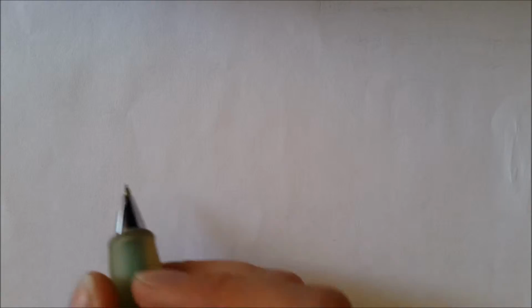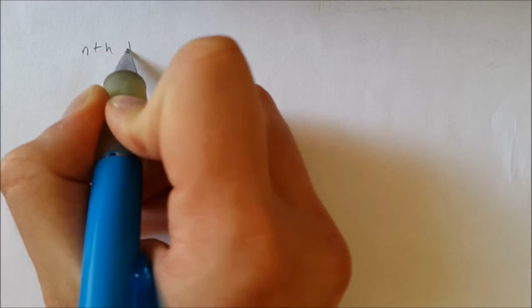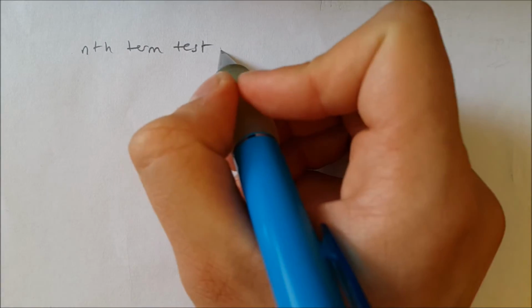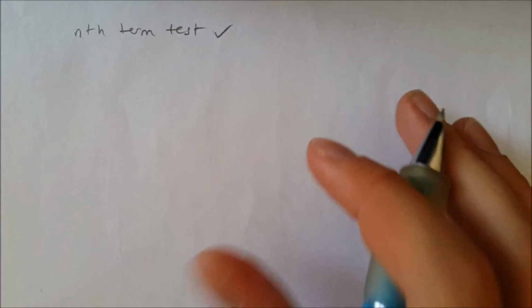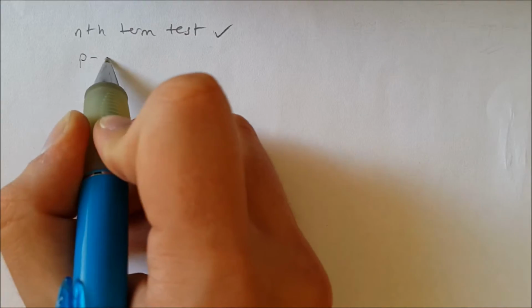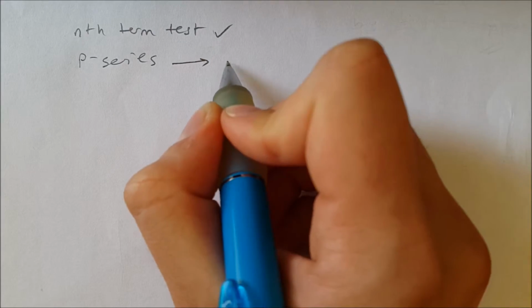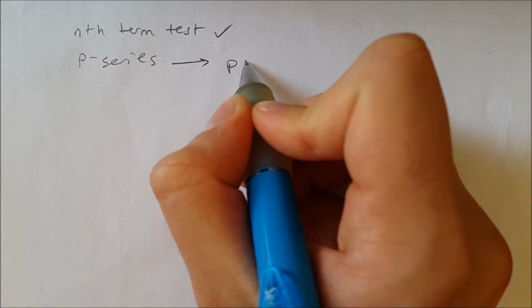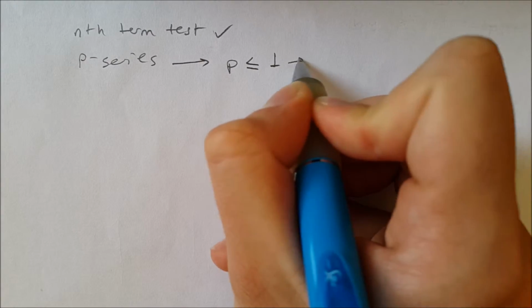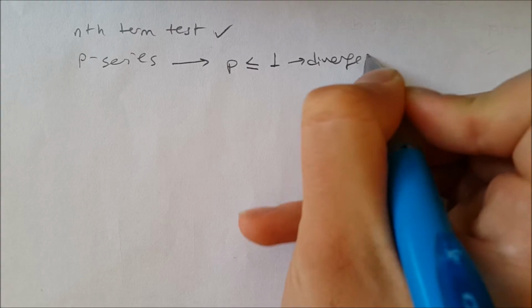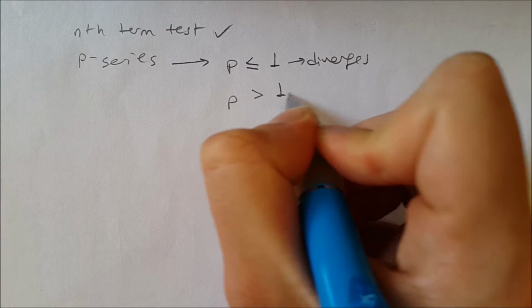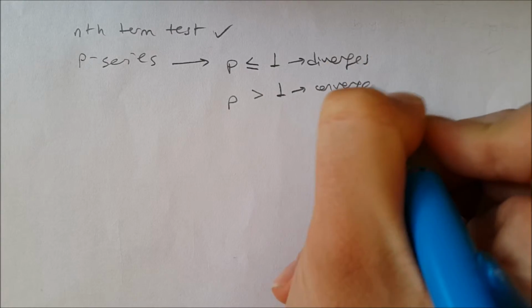If you are asked to test the convergence of a series, you should first do the nth term test before anything else. If it passes the nth term test, then you should check if it's a p-series. If it is, then if p is smaller than or equal to 1, it diverges. If p is greater than 1, it converges.